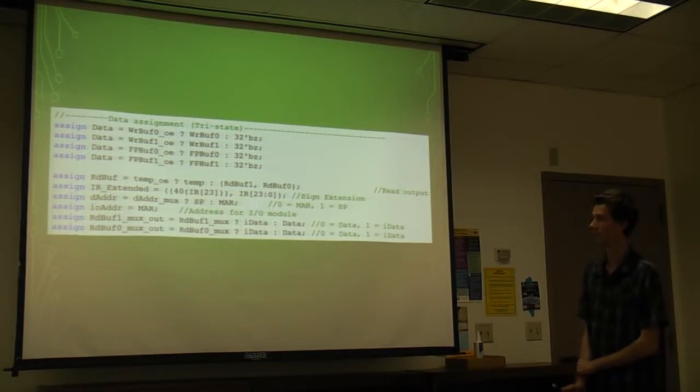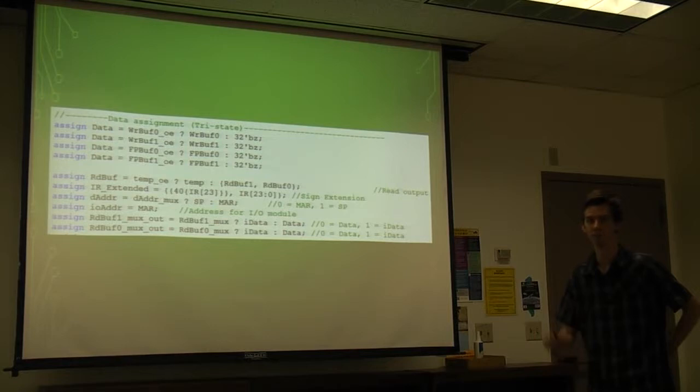The IR extended is just a sign extension that everyone else has. And the D address decides between stack pointer and MAR for the D address mux. And the IO address will always come from the MAR. And then these final two read buff mux decide where the data comes from for the read buffs. It's the first set of read muxes for the read buffers.